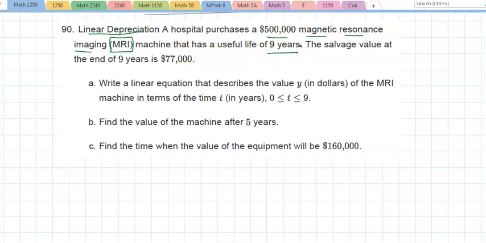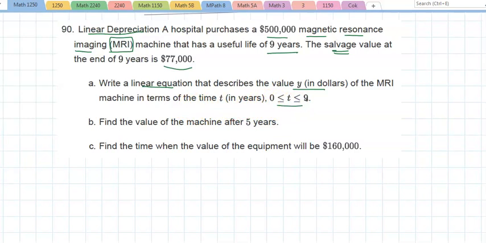The salvage value at the end of 9 years is $77,000, which means they could sell it and the company could take parts of it, salvage some of the parts, but they will pay the hospital $77,000. So I could buy it now for $500,000, and 9 years from now I'm going to sell it back for $77,000 or lose it, either or. A, write a linear equation that describes the value. Y is the dollars in terms of the machine.